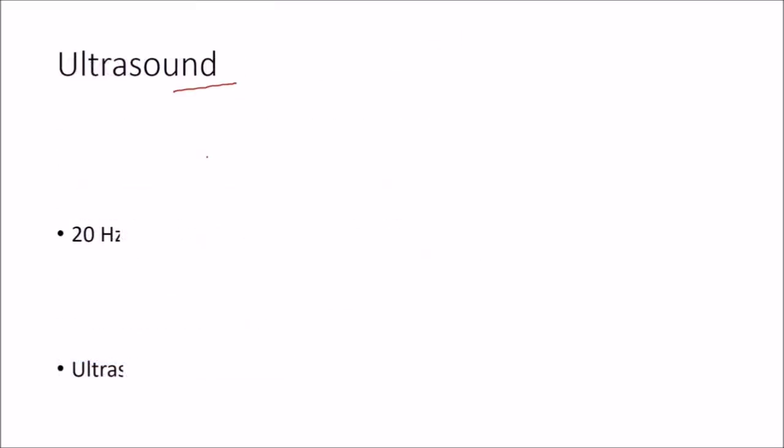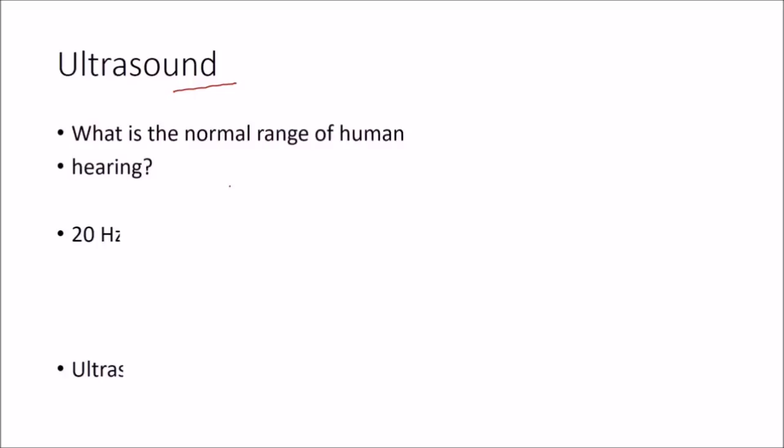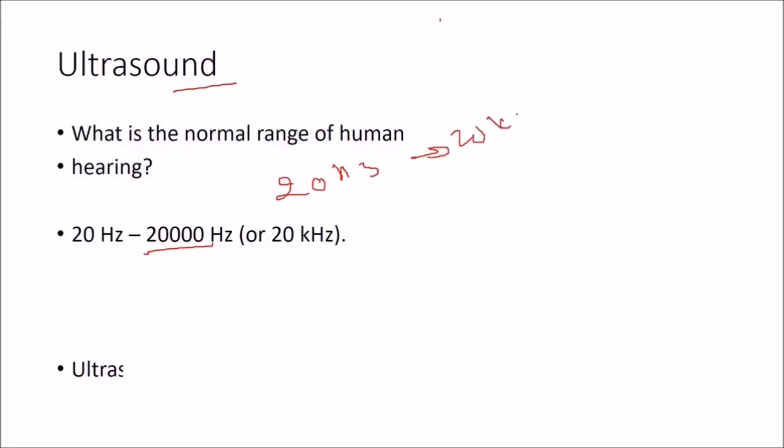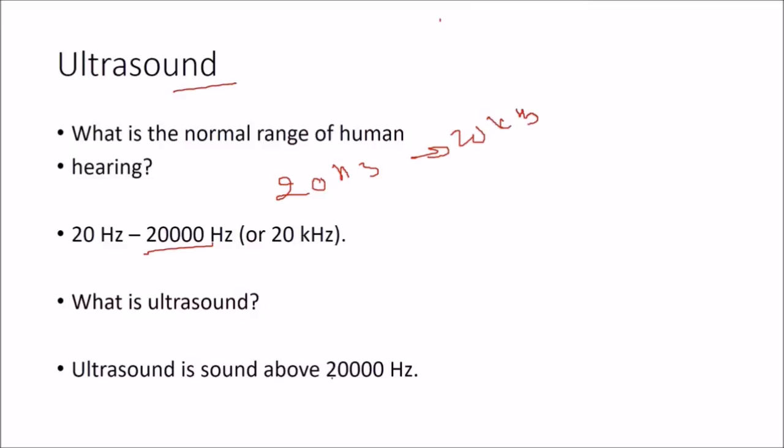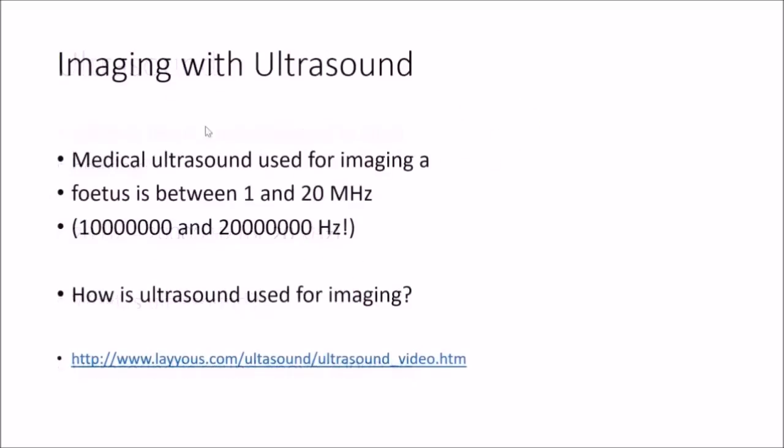Ultrasonic. What is the normal range of human hearing? What do you know about this? So the normal range of human hearing is 20 hertz to 20,000 hertz, that is 20 kilohertz. This is the normal range of human hearing. What about ultrasound? Ultrasound is sound above 20,000 hertz, about 20 kilohertz. That is why you are not able to hear it.